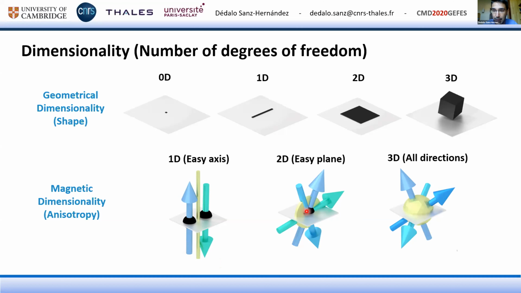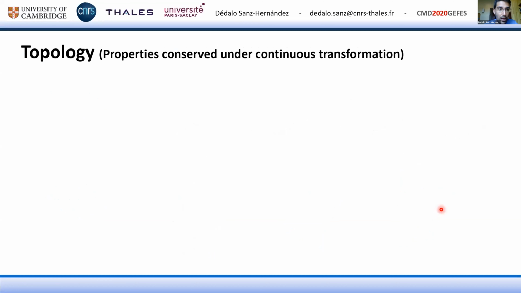Or for example, in some systems we can have no anisotropy, so the vector field is allowed to rotate freely. Or we can have, for example, DMI that creates a skyrmion that forces the vector field to rotate in a particular way in 3D, like the skyrmion that Claire was showing us before. So this is dimensionality. What about topology?